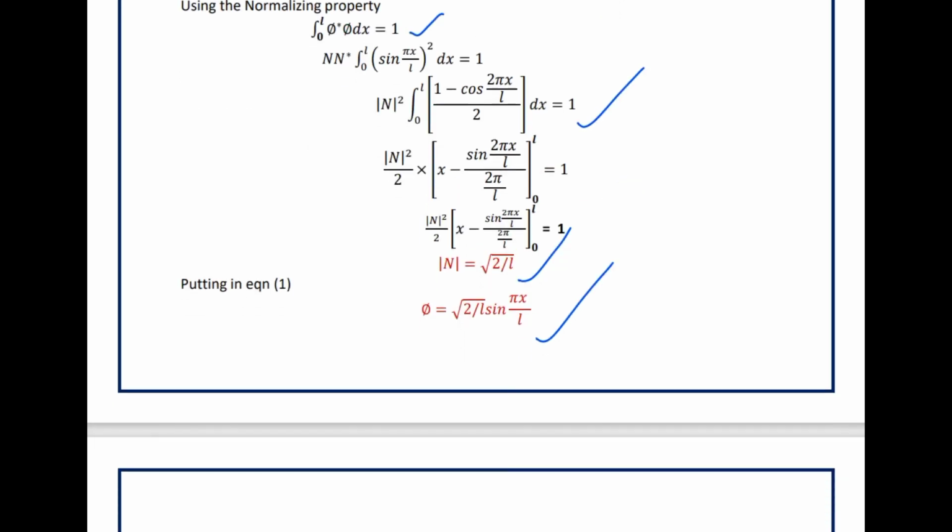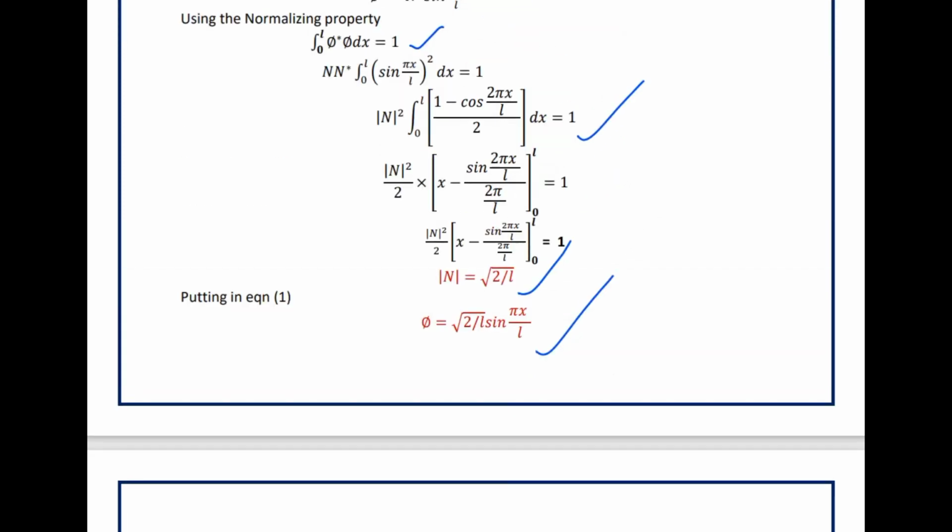This is the complete explanation of the wave function and its physical significance, and some examples related to orthogonal and normalizing of the wave function.